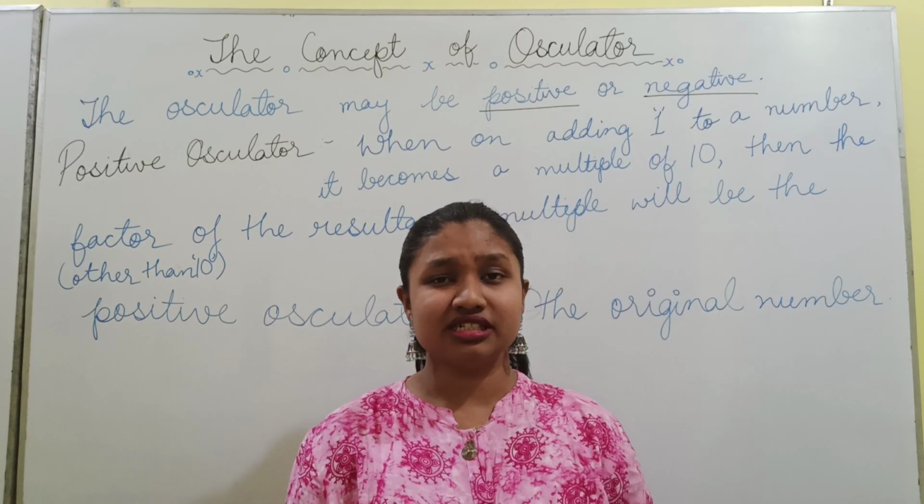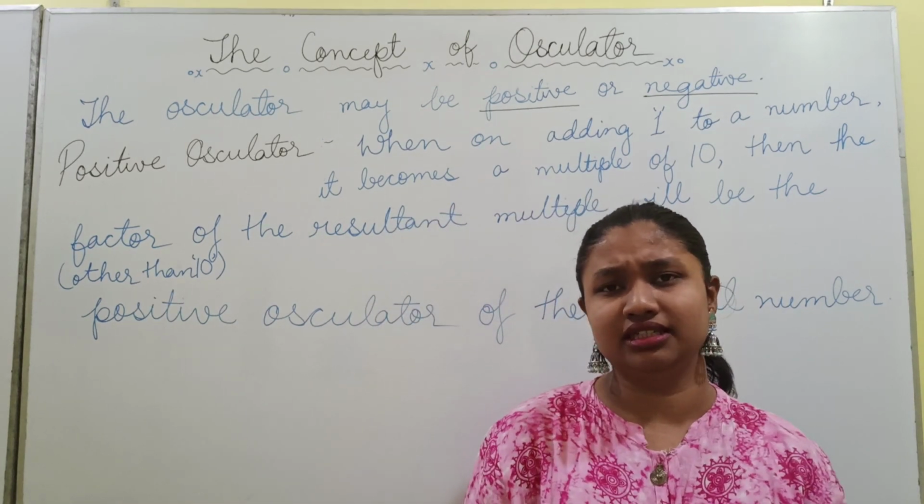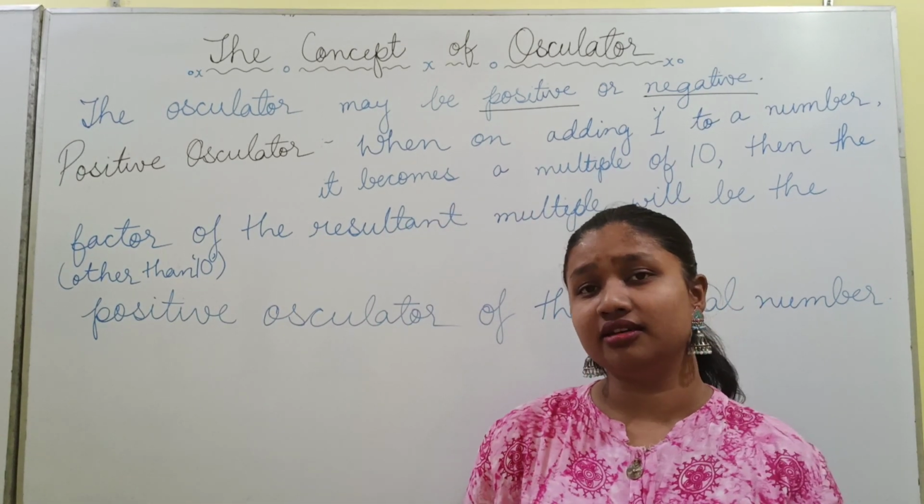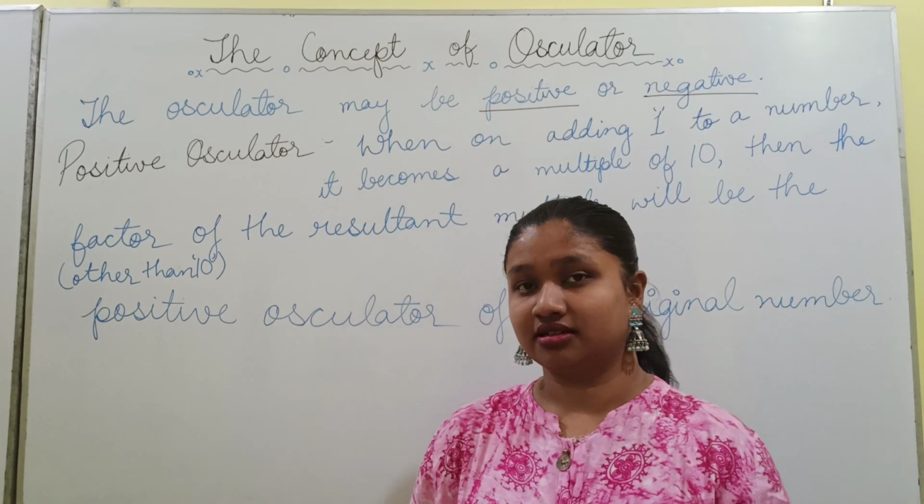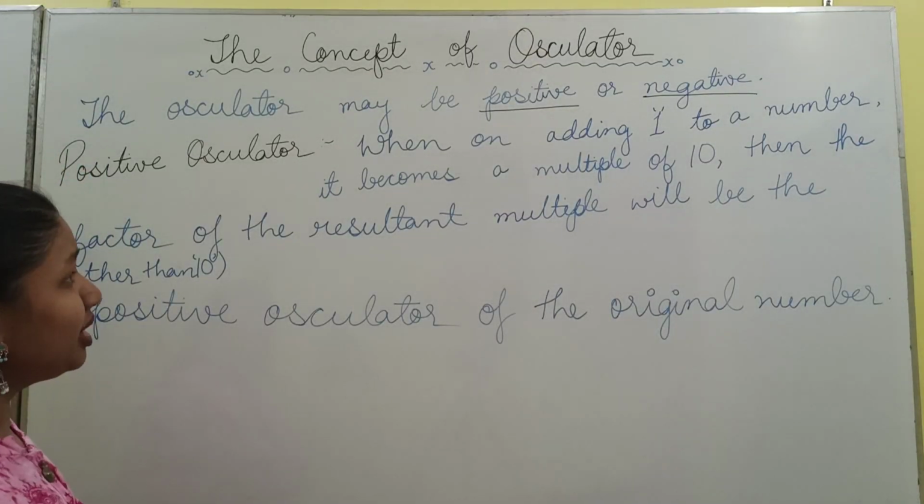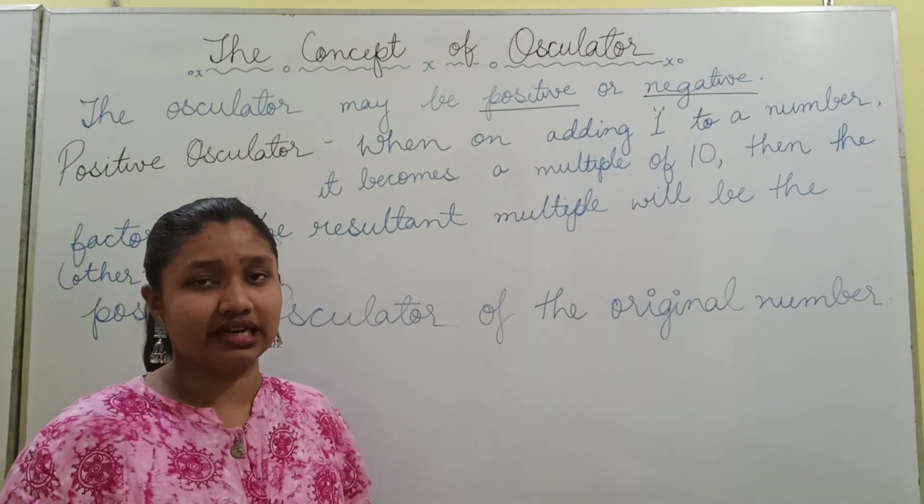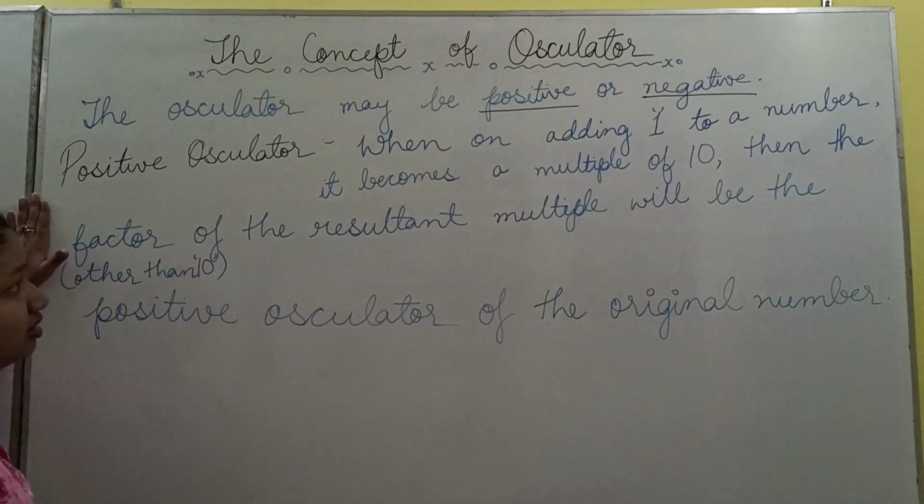Let's get started. Before studying the divisibility rules of 7, 13, 17 or 19, we must know the concept of osculators. What is an osculator? The osculator may be positive or negative. Firstly, we will understand the positive osculator.